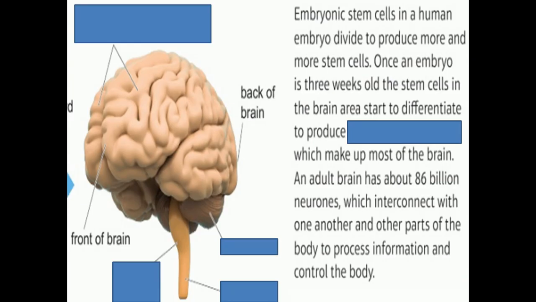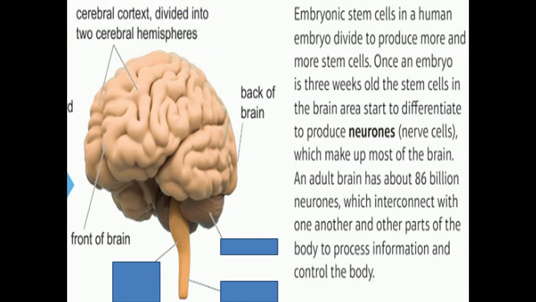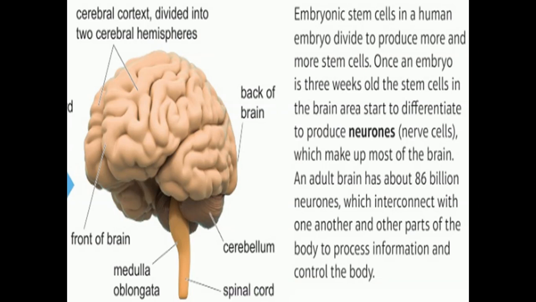And these cells that make up your brain are mainly neurons, which are nerve cells. You should be able to identify the different parts of your brain. So you've got the cerebral cortex, which is divided into two cerebral hemispheres. Then below that we've got the cerebellum. And then we've also got the medulla oblongata, which connects the brain to the spinal cord. And then the spinal cord connects the brain to the rest of the body.